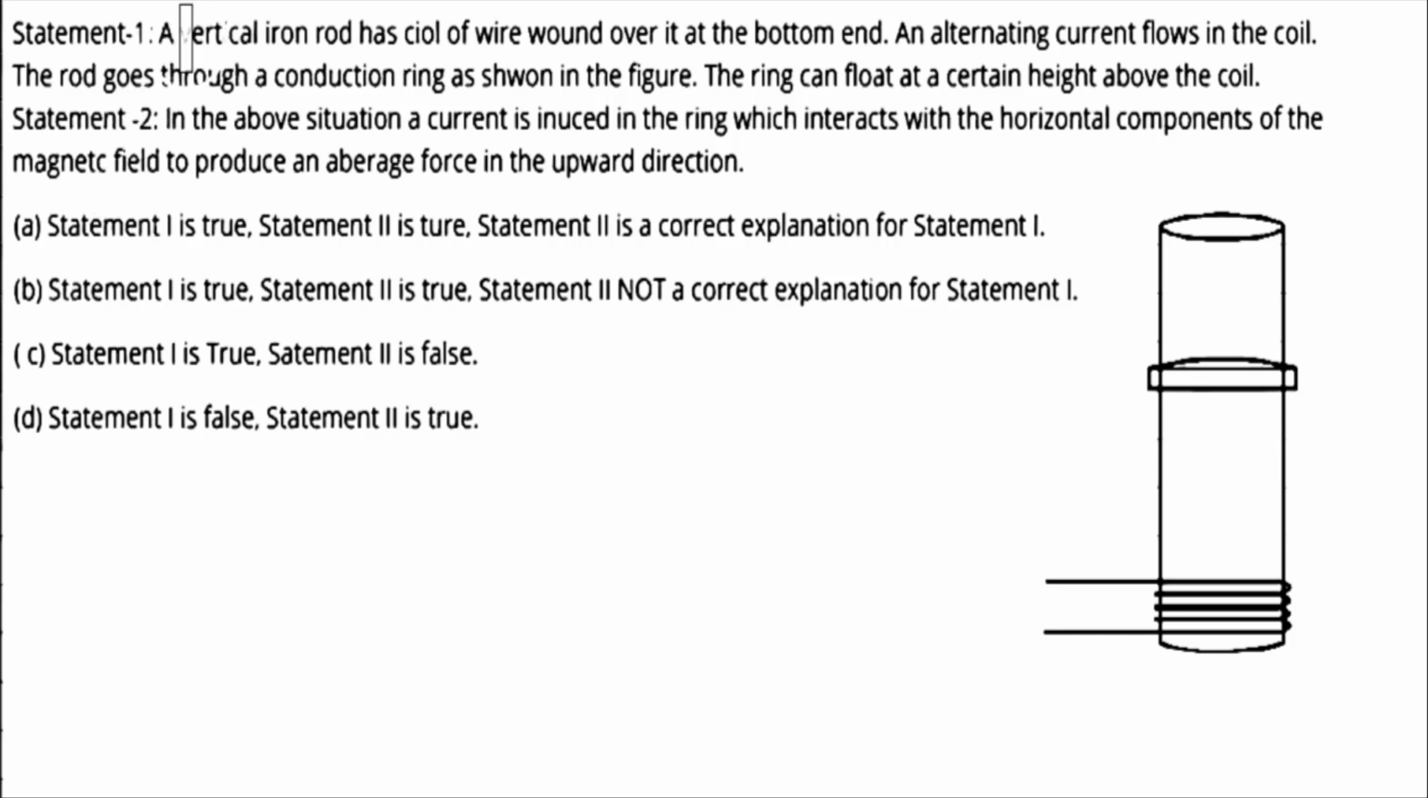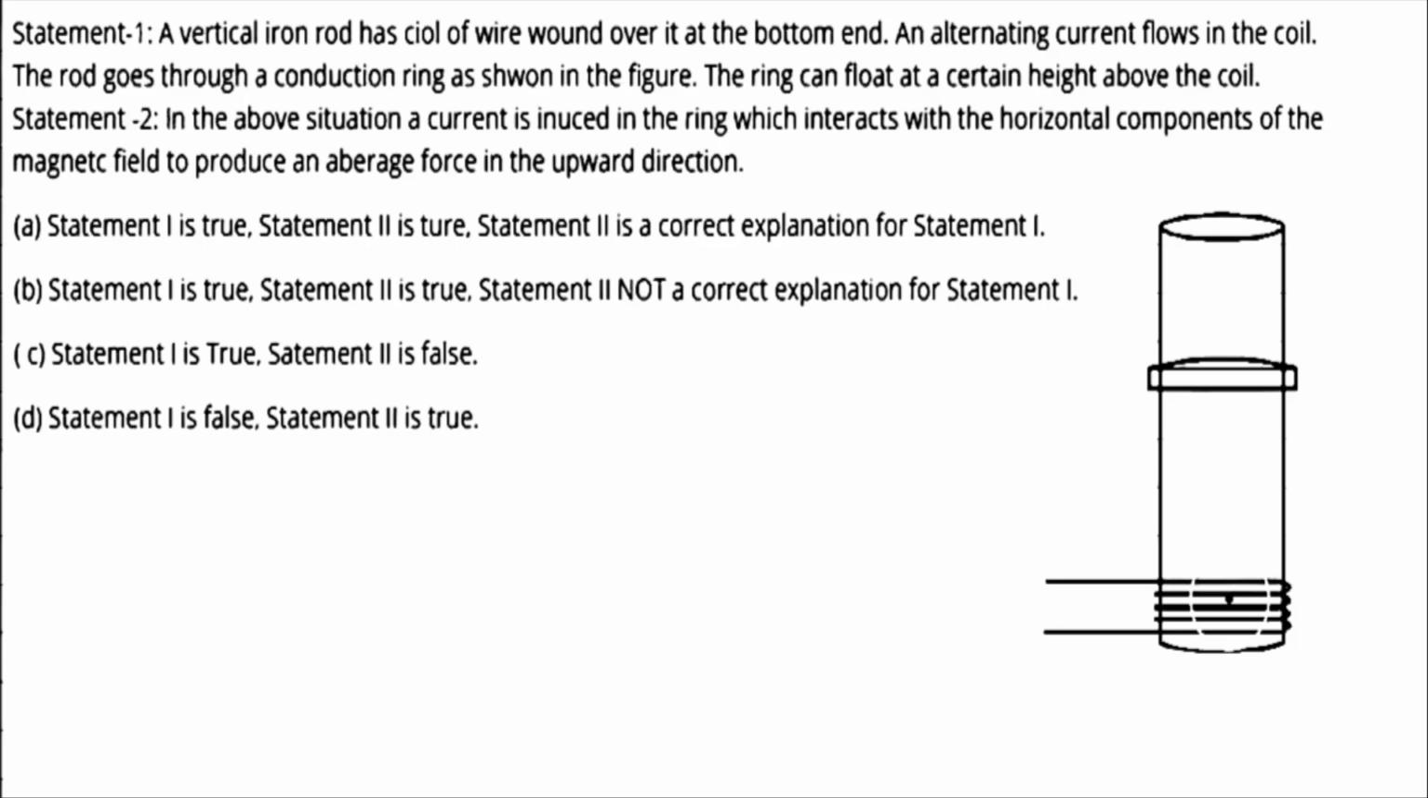Hello everyone. A vertical iron rod has a coil of wire wound over it at the bottom end. An alternating current flows in the coil. The rod goes through a conducting ring as shown in the figure. The ring can float at a certain height above the coil. In the above situation, the current is induced in the ring which interacts with the horizontal components of the magnetic field to produce an average force in the upward direction. So the question has given us two statements and is asking if both of them are independently true and if statement 2 is a correct explanation of statement 1.